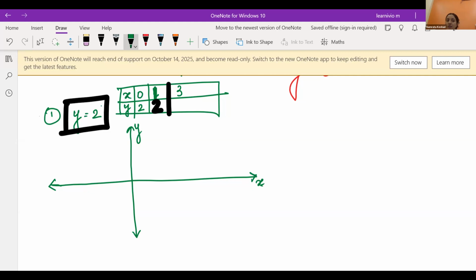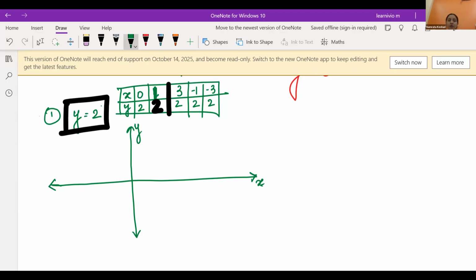If I took x as 1, we don't have any x over here, still y is 2. If I take x as 3, still y will be 2. If I take x as minus 1, still y will be 2. If I take x as minus 3, still y will be 2. Are you getting it? Whatever x you take, y will be 2, because where will you put the x value? Y is constant, that is 2, for any x. Are you getting it?